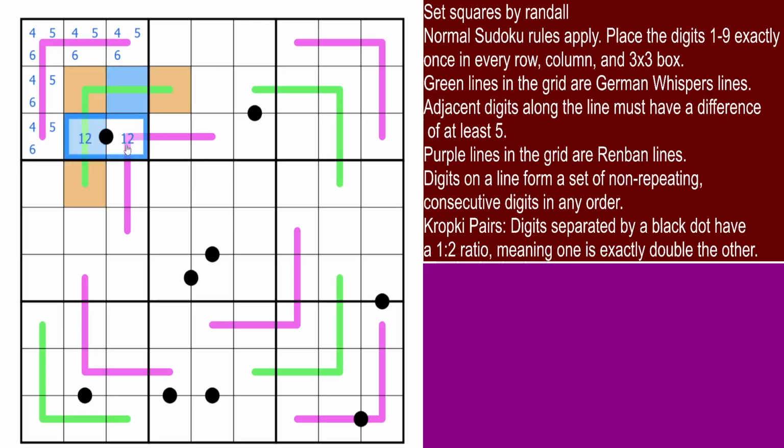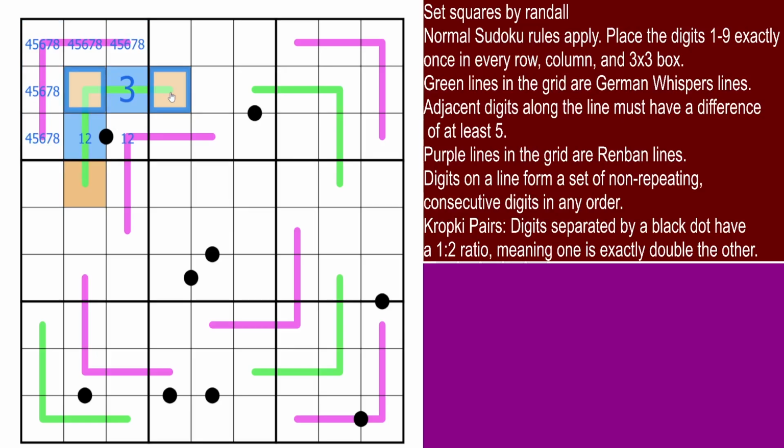Right. So this is not 1, 2. So 2, 3. This Renban has to be something low, considering this is 4, 5, 6. This must be 3, right? So now we know that the only possible Renban is 4, 5, 6, 7, 8, with 3 on the German whisper line.